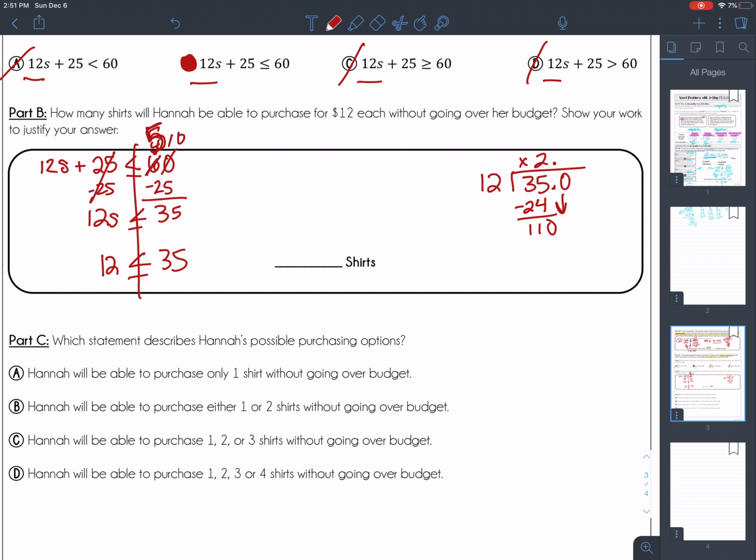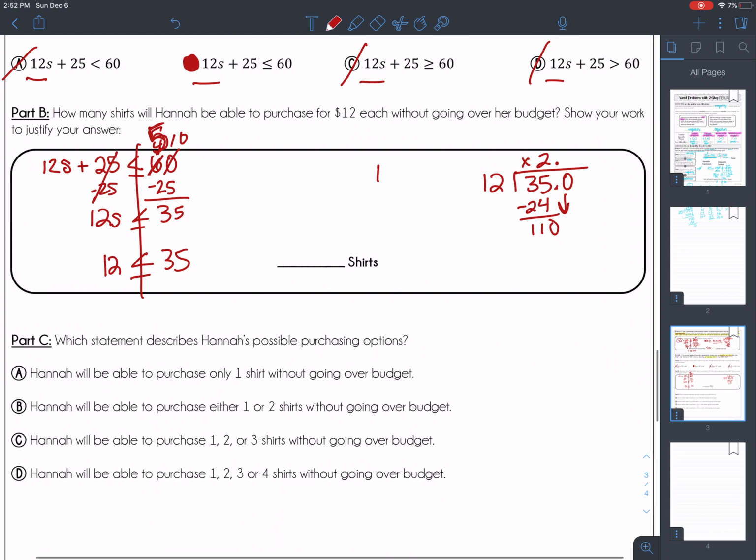So if you know your 12s, wonderful. If not, I know that it's close to 12 times 10 because 12 times 10 is 120. So I'm going to try 12 times 9. 9 plus 1 is 10, 108. Okay, 108 is very close to 110 without going over. So we're going to put a 9 here. 12 times 9 is 108. That leaves me with a 2.